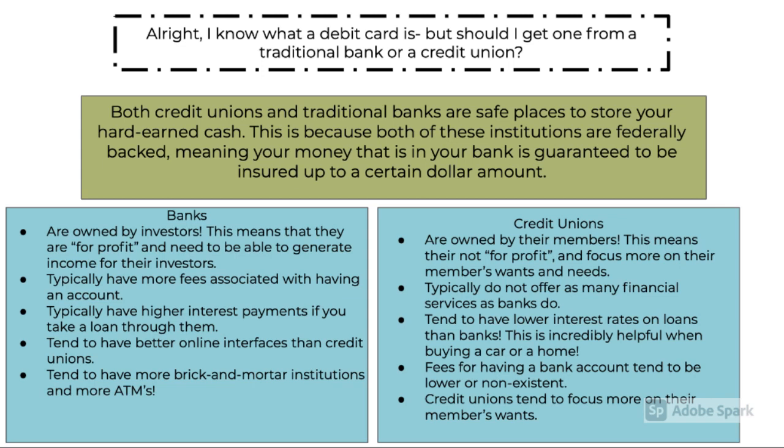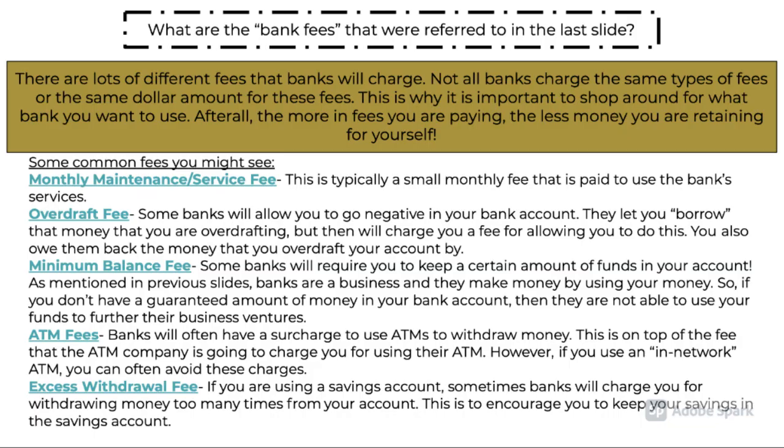Credit unions, on the other hand, are owned by their members. This means they're not for-profit and focus more on their members' wants and needs. Typically, they do not offer as many financial services as banks do. They tend to have lower interest rates on loans than banks do. This is incredibly helpful when buying a car or a home. The fees for having a bank account tend to be lower or non-existent. Credit unions tend to focus more on their members' wants.